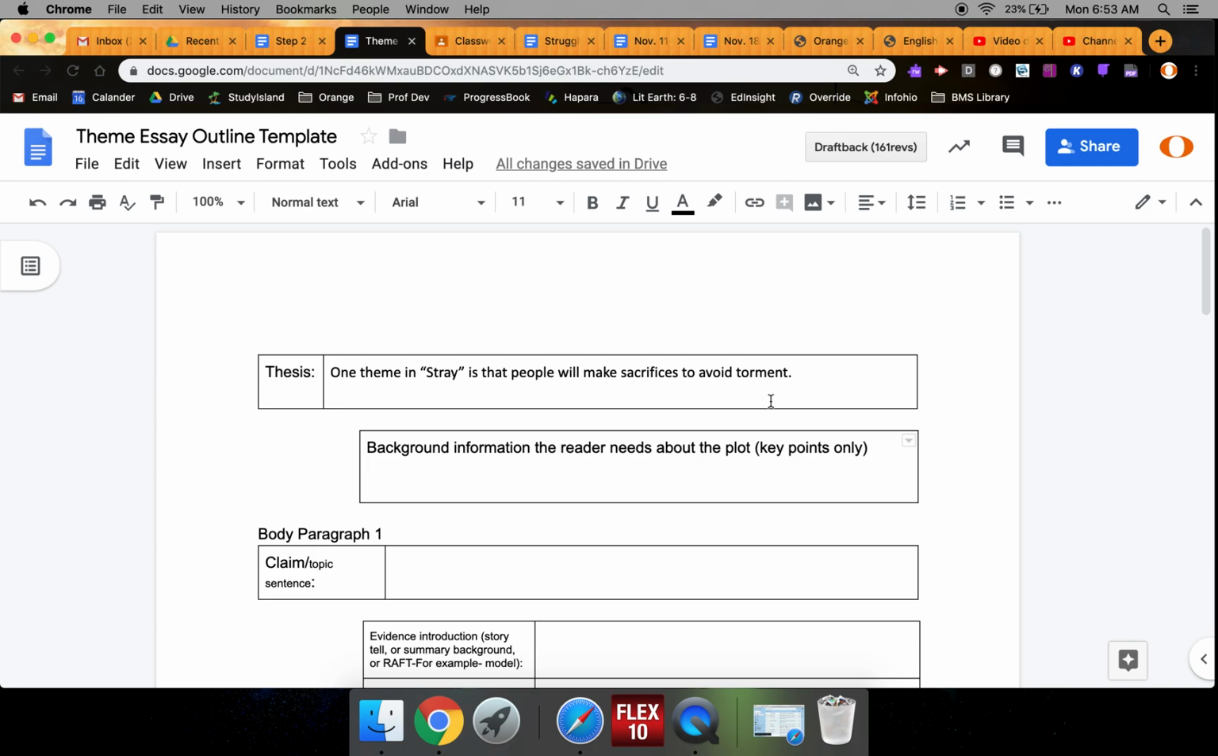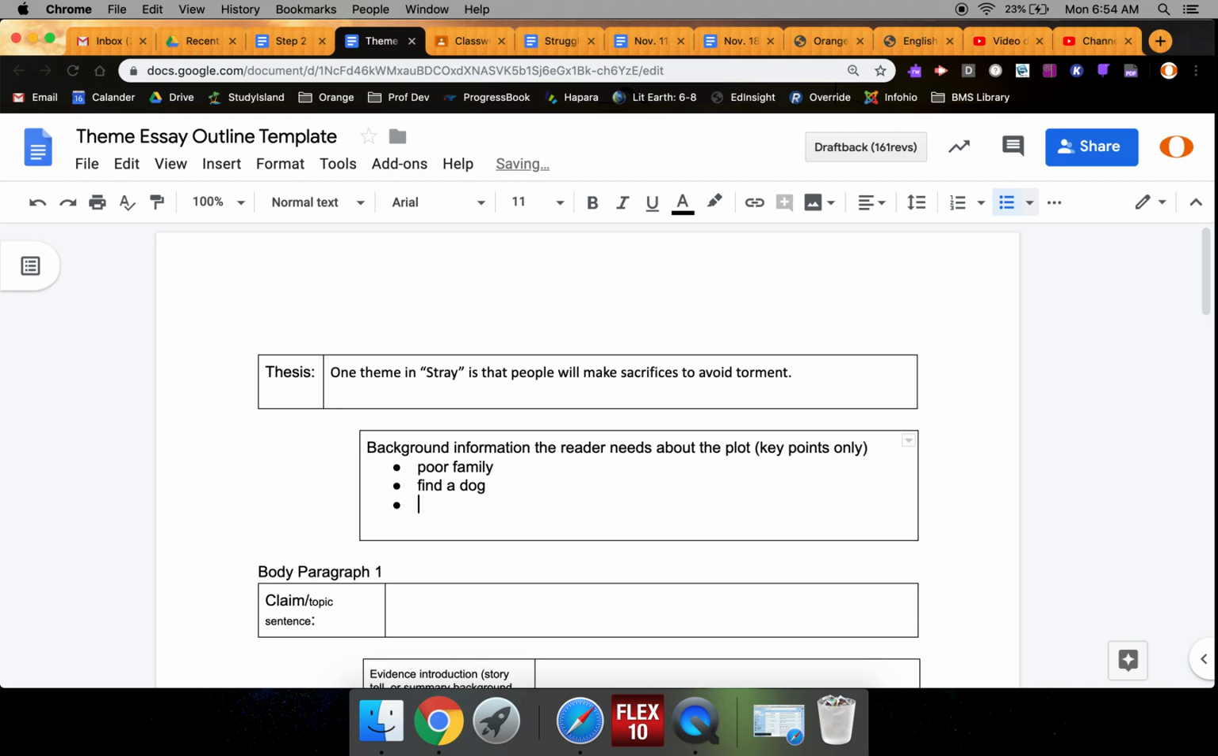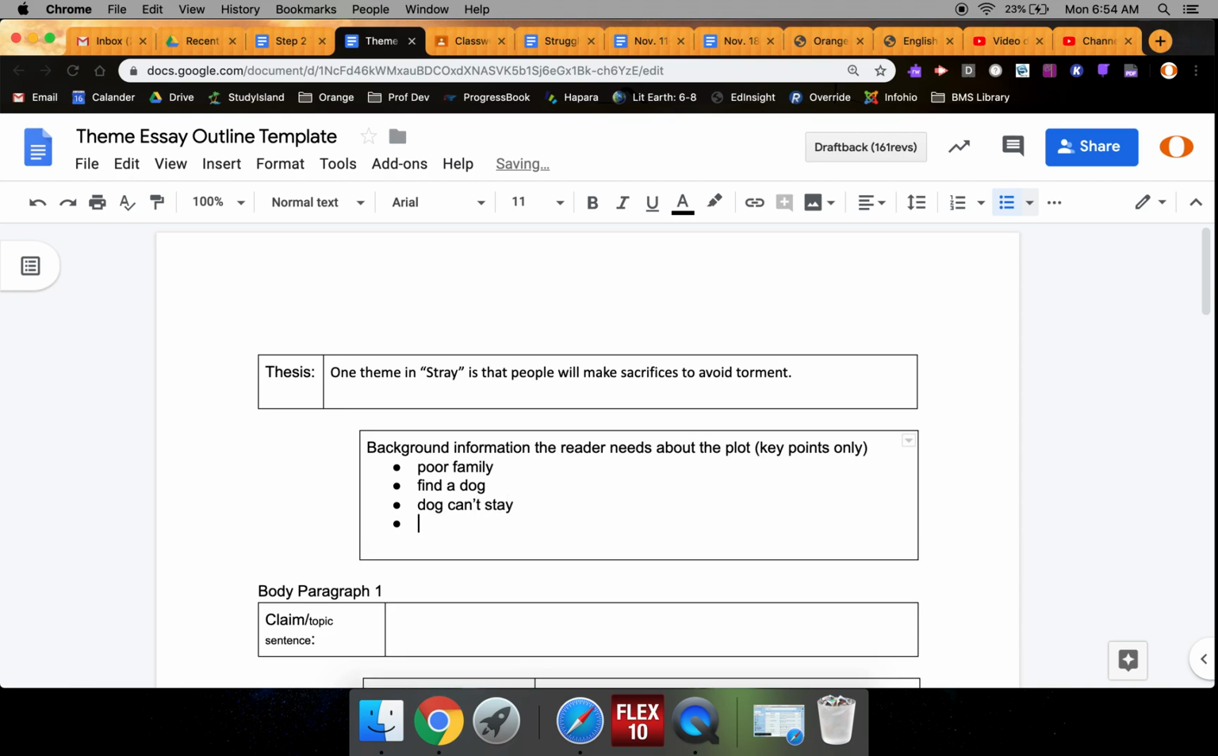I'm going to have a thesis, and then I need to put in some key points. So right now I'm just doing my thinking. There are people who prefer to do this with full sentences, and that's fine if you're that person. I'm just going to do key ideas and let you watch. So what do they need to know about Stray? They need to know that it's a poor family. They need to know that they find a dog, and they need to know that the dog can't stay, and that a dad changes his mind. Those are the big ideas.